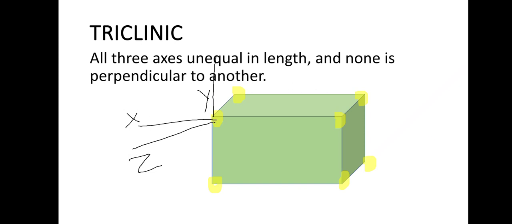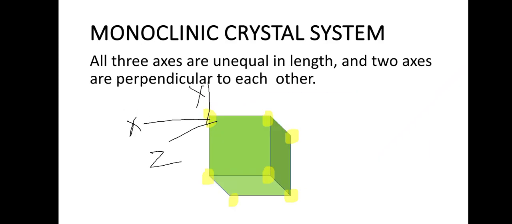And the fifth one is monoclinic crystal system. In this crystal system, all three axes are unequal in length, which means a is not equal to b and b is not equal to c, and two axes are perpendicular to each other, which means alpha equals beta equals 90 degrees, but not equal to gamma. Gamma is not equal to 90 degrees.